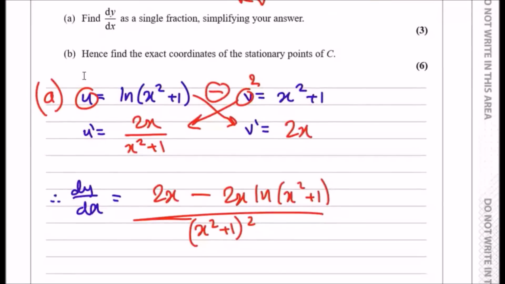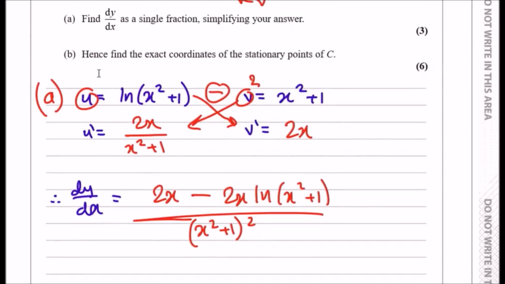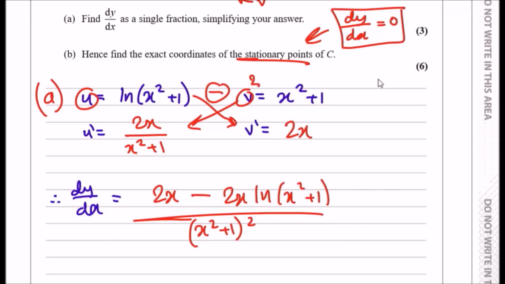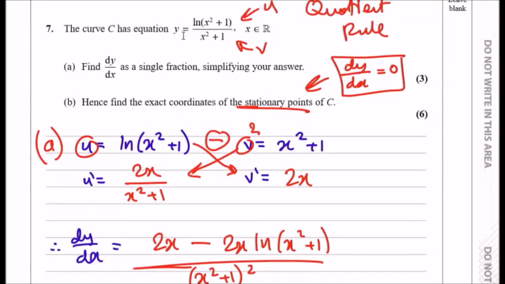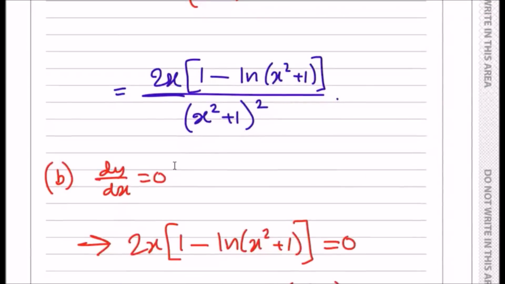Hence, and when you use the word hence, they always refer to make sure that you use the previous solution. Find the exact coordinates of the stationary points. Keyword, yeah? When you hear the word stationary, think of dy over dx equals 0 and solve for x. And of course, when you solve for x, you can find y. Now, that's self-explanatory. So make it equal to 0. So let's solve this one equals 0.